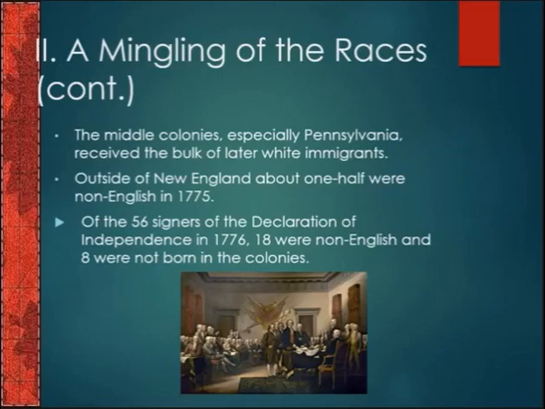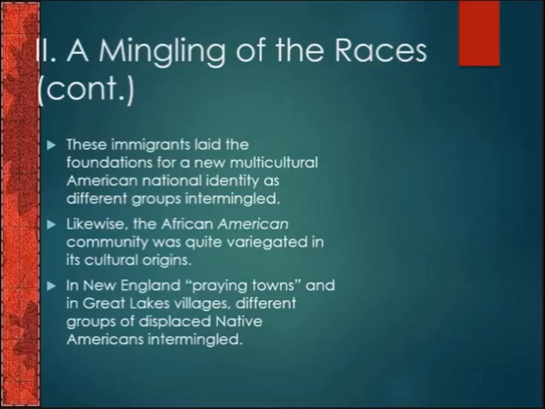18 of the 56 signers of the Declaration of Independence, that's roughly 1 in 3, did not come from English origin. Furthermore, these men were by and large not immigrants. All but 8 had been born in British North America. As these groups mingled and intermarried, they laid the groundwork for a new national identity, that of American.